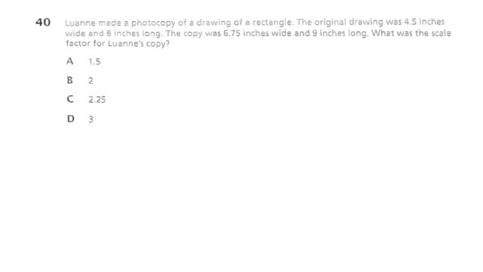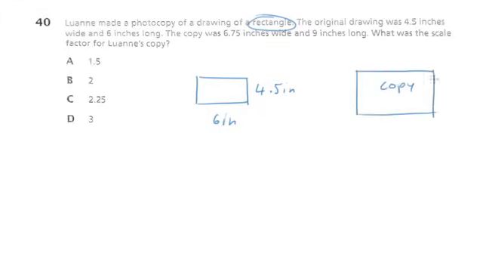Okay, question number 40. Okay, so Luann made a photocopy of a drawing of a rectangle, the original drawing. So again, as soon as you see this stuff, rectangle, just draw out the stuff. It's much easier dealing with pictures. The original drawing was 4.5 inches wide and 6 inches long. This was the original. Now the copy, so we put copy, the copy was 6.75 inches wide and 9 inches long. What was the scale factor for Luann's copy?